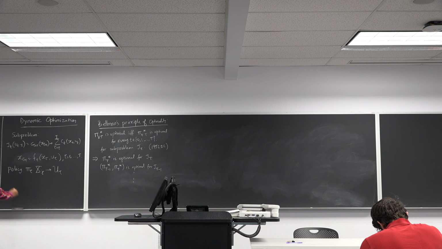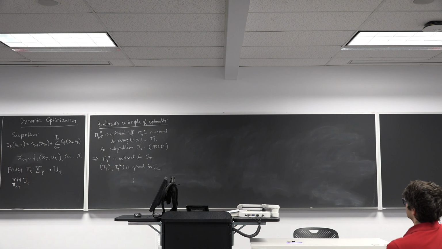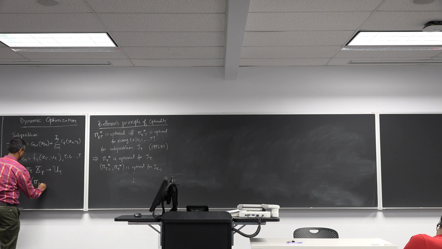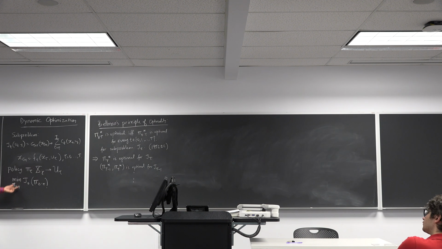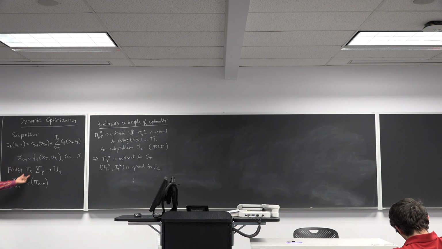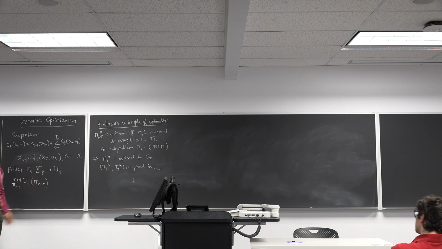Now I want to minimize over all pi 0 to capital T, I want to minimize J0. And that's a very complicated problem. And remember, you are minimizing over a function space. You are no longer minimizing over an action. You are no longer minimizing over R^n. You are actually minimizing over the entire set of functions that map x_t to u_t. So it's a very complicated optimization problem.